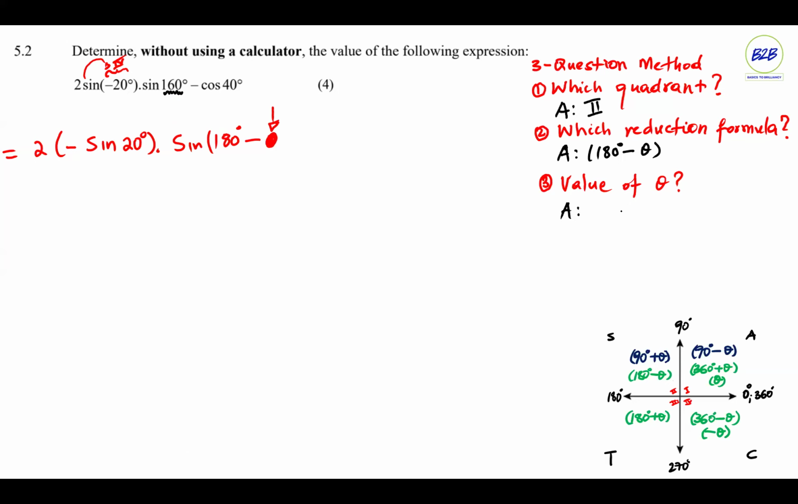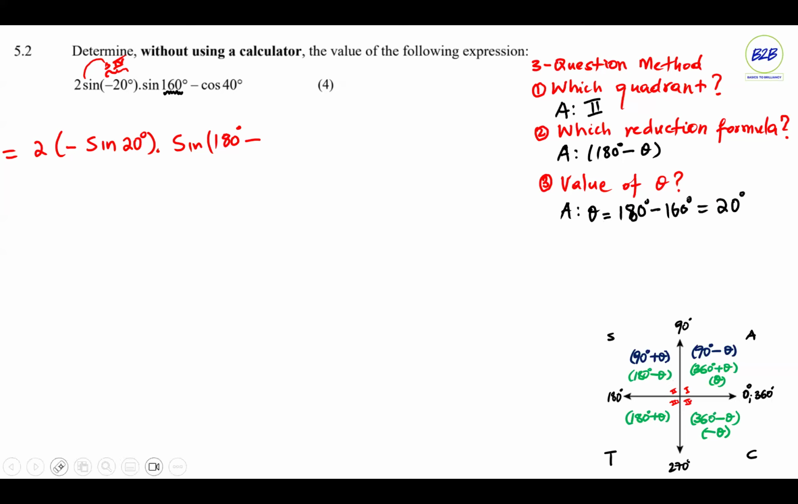In your calculator, you will say 180 degrees from the reduction formula minus 160 degrees from the angle that we are trying to reduce. And that will be equal to 20 degrees. So basically 20 is the value of theta.